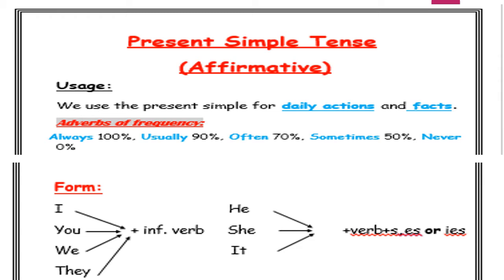So how can I form this tense? What is its form? At the beginning I have the subject or personal pronoun, I, you, we, and they, for example, plus the infinitive verb. But we have some exceptions. With he, she, or it, we put verb plus s, es, or ies. So with I, you, we, or they, I use the verb in the base form, the verb without anything. But when I use he, she, or it, I use the verb plus s, es, or ies.